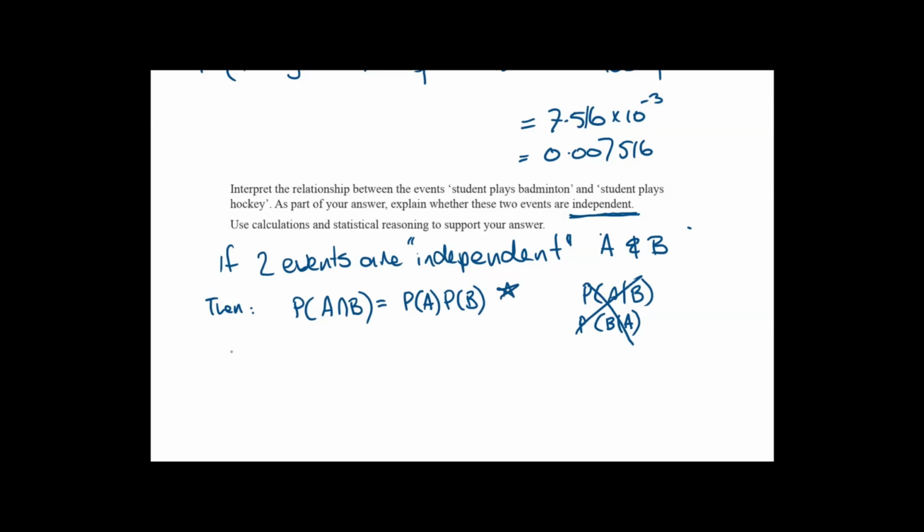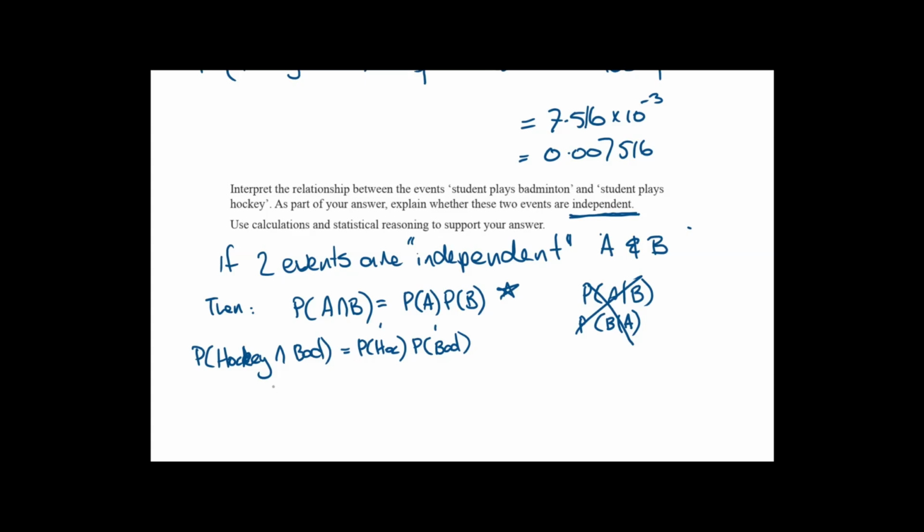All right, so in this case, they're independent. The probability that they play hockey and badminton equals the probability of hockey, if we ignore everything else, times the probability that they play badminton. If they're independent, if one doesn't affect the other, then these probabilities will not change.